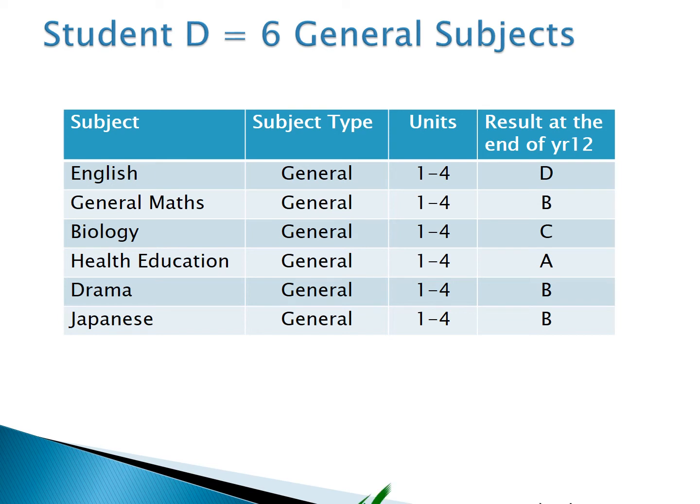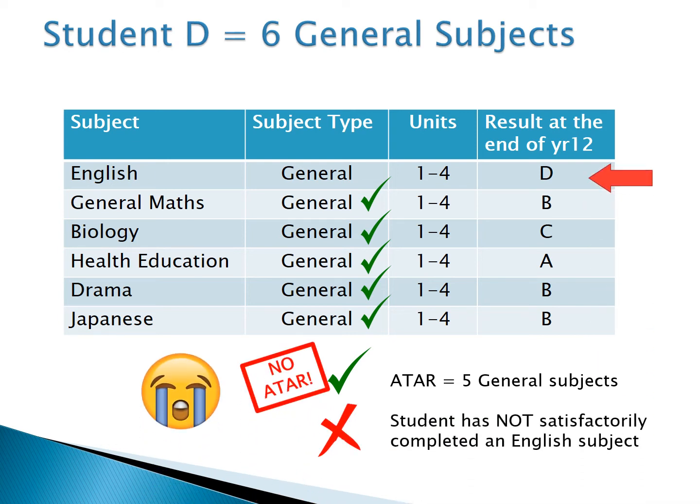We have 6 general subjects, and our ATAR is calculated on our 5 best general subjects. This student, though, has not passed English. So unfortunately, even though they've worked really hard in all their other subjects, they will not get an ATAR.